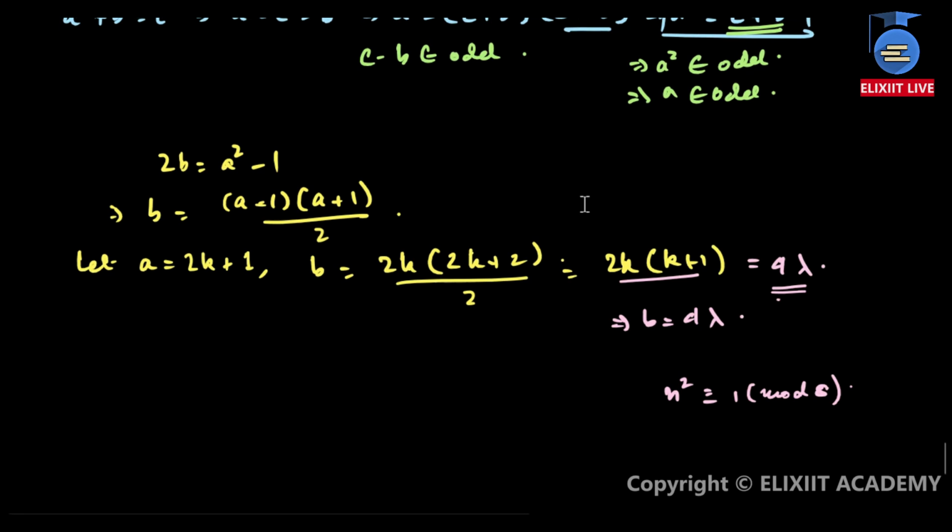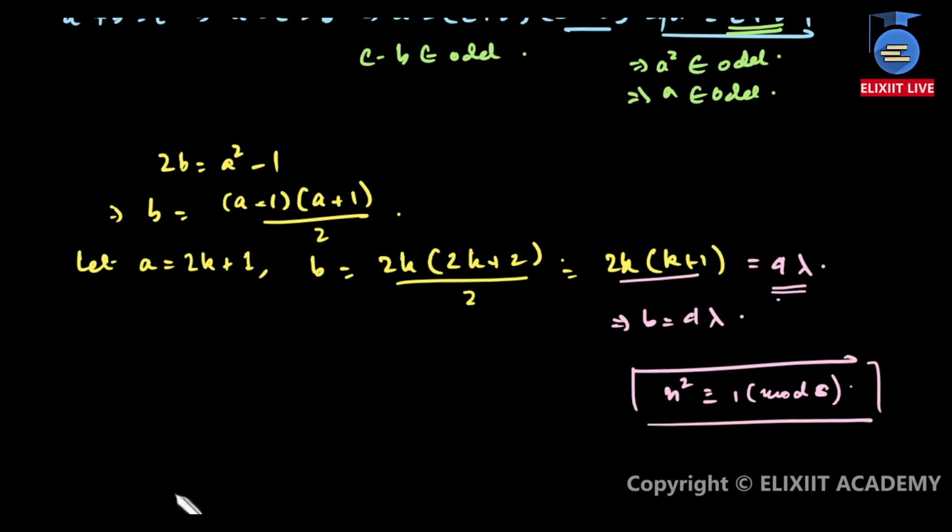The property can be subdivided into two parts: what happens when n is even and what happens when n is odd. When n is even, n square is congruent to 0 or 4 modulo 8. And when n is odd, n square is congruent to 1 modulo 8. That was the property actually. So we have this relation, n square congruent to 1 modulo 8. Let's see what we can use.